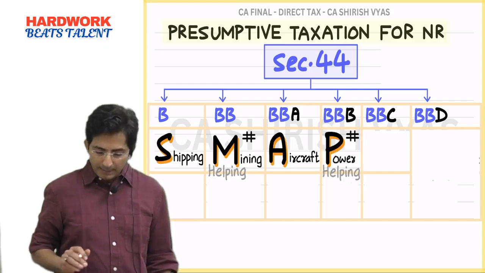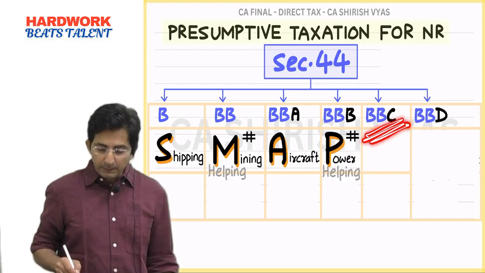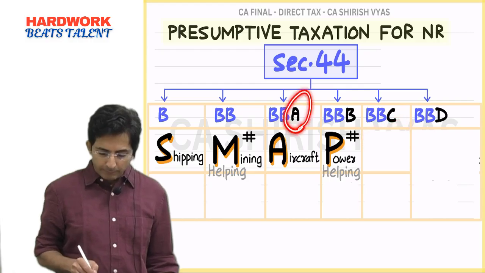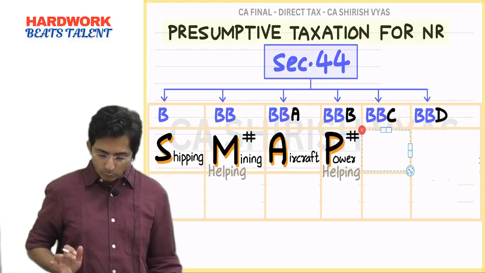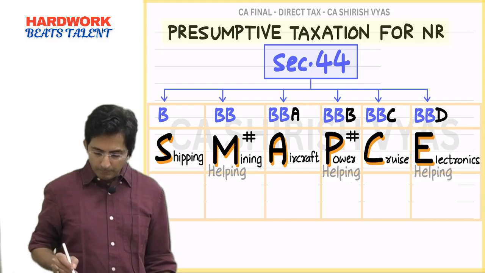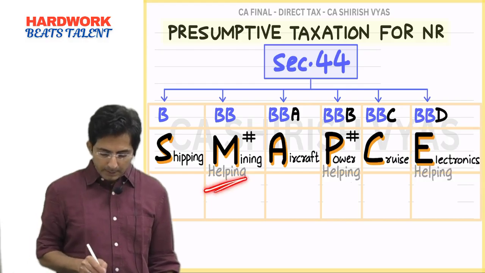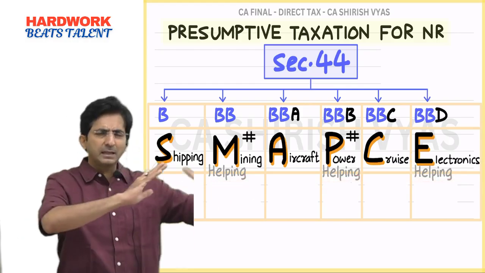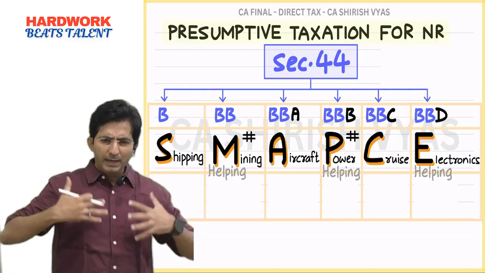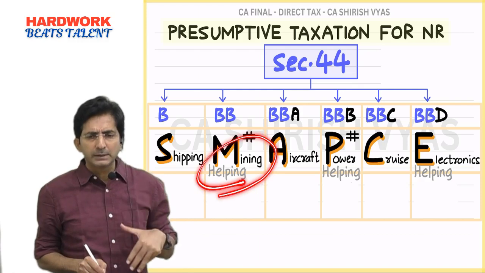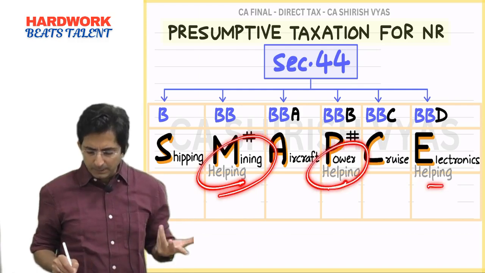Okay. And BBC, C for cruise. This you can remember, C for cruise. See, A for aircraft, C for cruise. So this is cruise shipping. BBD, electronics. Helping, see there were three helping businesses. Helping means these NRs are giving such services to help Indians. But here the mining business was getting the help. Here the power business, here electronics.